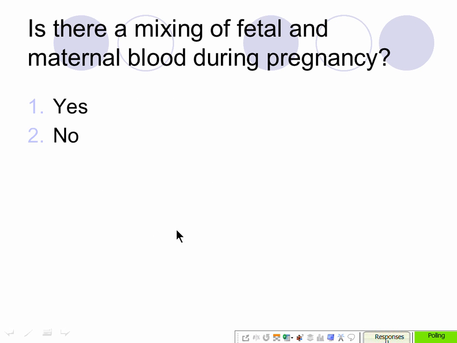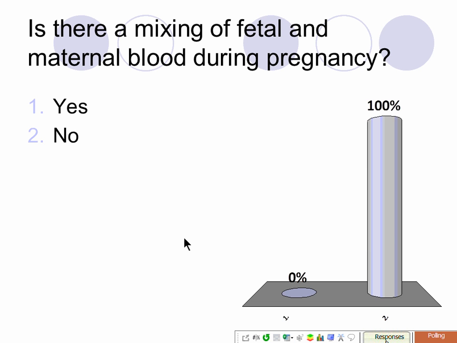And is there a mixing of fetal and maternal blood during pregnancy? No.